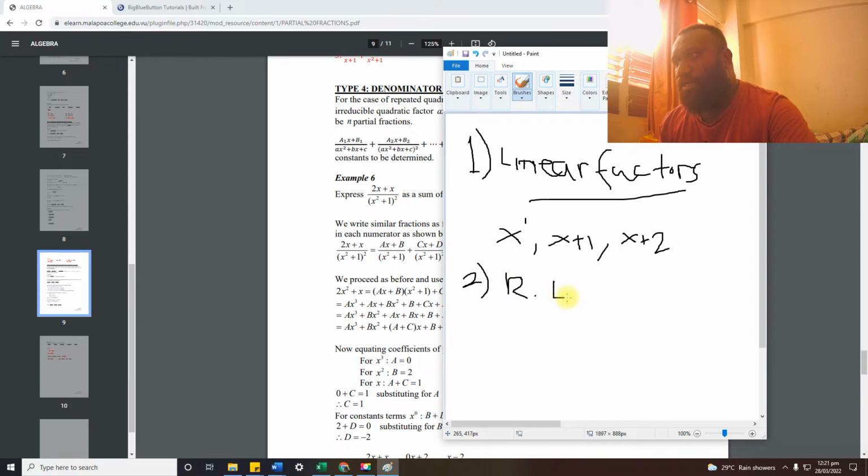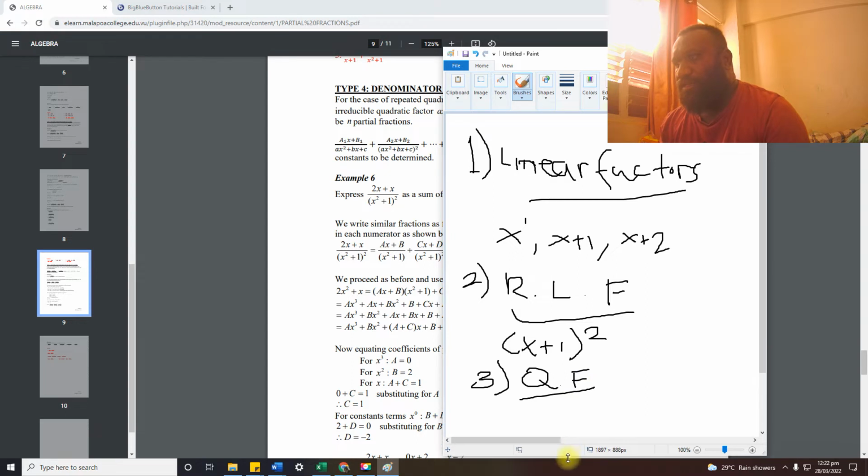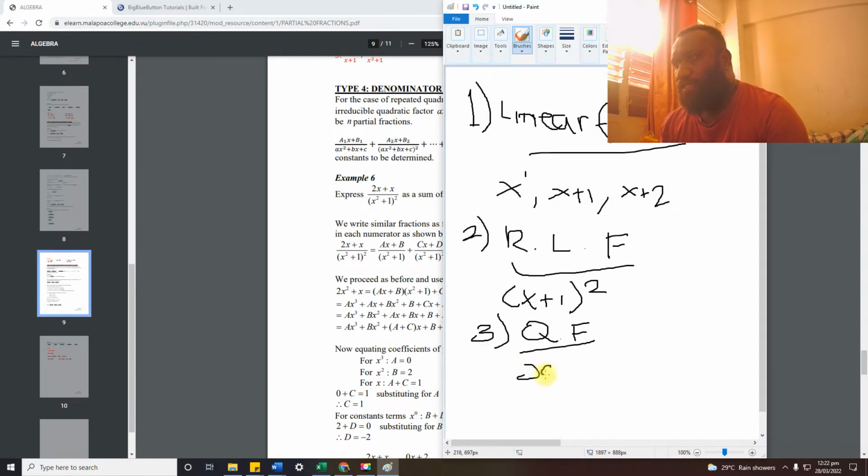Type 2 is repeated linear factors, which are factors of a linear that is repeated. How is it repeated? For example, if we have a linear of x plus 1, when we say it is repeated, it is raised to the power of 2 or 3. Type 3 is denominators with quadratic factors. These are equations where x is raised to the power of 2. Quadratics are equations raised to the power of 2. I hope we get that.